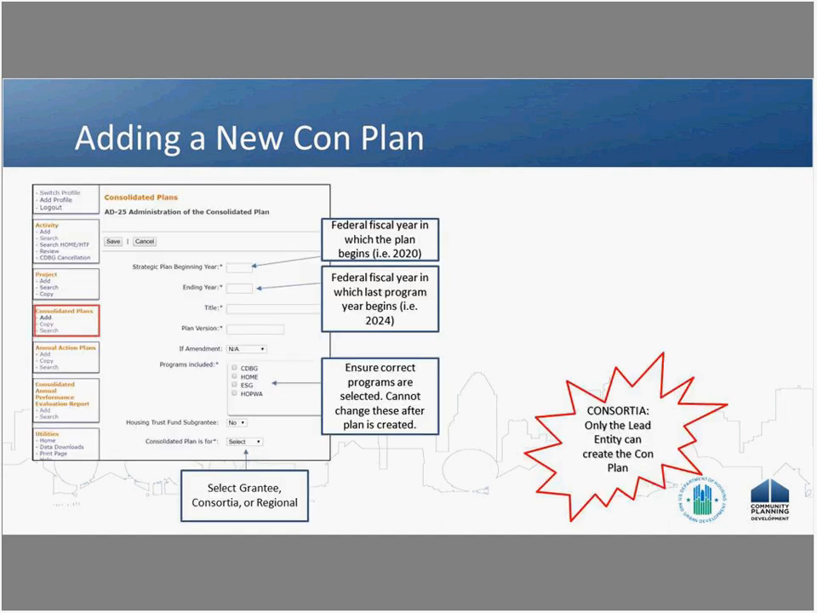Before we get into IDIS, we're briefly on the first way that we can create a new con plan, and that is by adding a new blank template. On the con plan, we first want to click Add in the Consolidated Plan submenu. Well, go ahead, we'll jump into IDIS and we'll show exactly what this looks like.